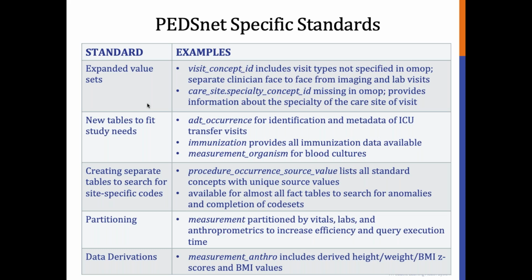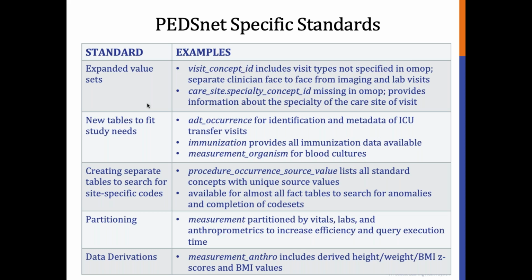Another one, specialty concept ID, is actually completely missing in OMOP for the care site table. We went ahead and added that in. We added tables. ADT occurrence is a flag for ICU. Immunization is immunizations, which is completely missing from OMOP because we are more child-centered. Measurement organism, we added for specific blood culture results that didn't get to the level of specificity of the measurement table that we needed, so we created a separate table.